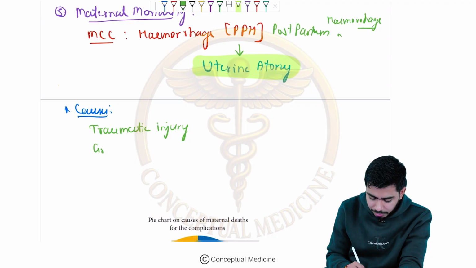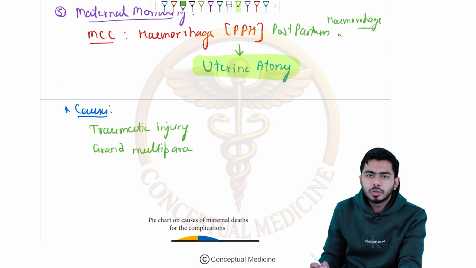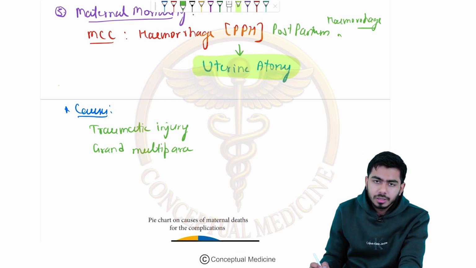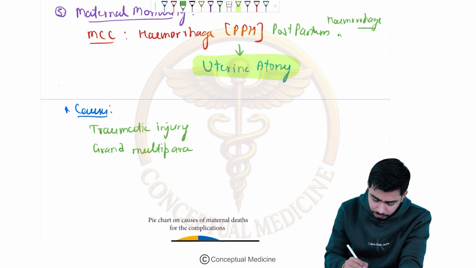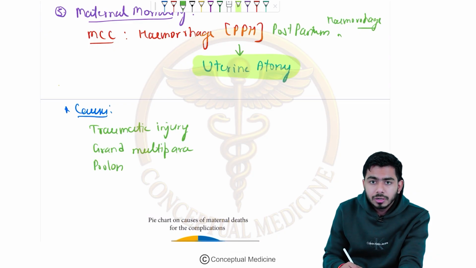Then the grand multipara, if there were multiple pregnancies, right? There was a delivery of twins, or a delivery of more than 2 babies, that might lead to very severe blood loss that might take the life of the mother. Then the prolonged labor, if the mother was having labor for a very long period of time, right?